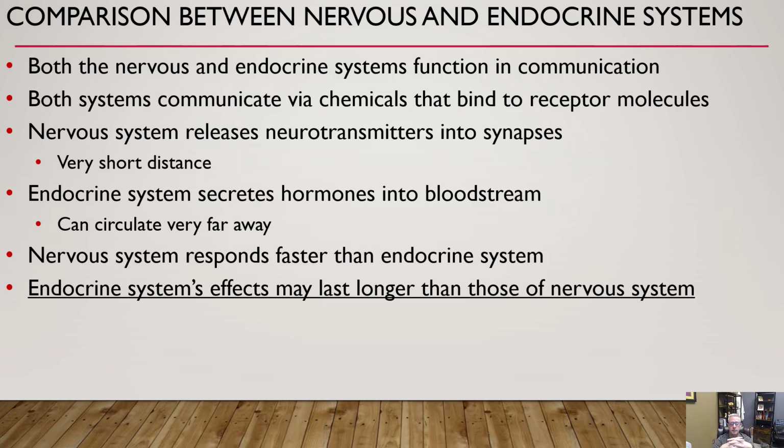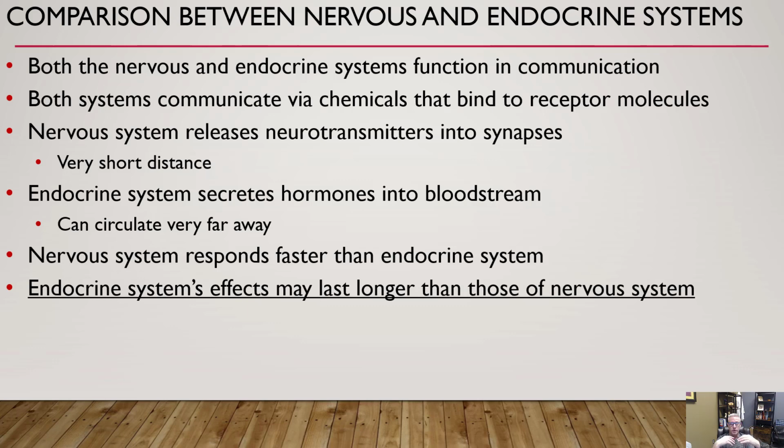The endocrine system can travel a short distance or far away. If it's released from your thyroid gland and has to go all the way to your big toe, or to your kidneys, or to wherever cell it needs to go, it has to travel through your bloodstream, so it can circulate long distances. The nervous system is going to respond much quicker than the endocrine system.